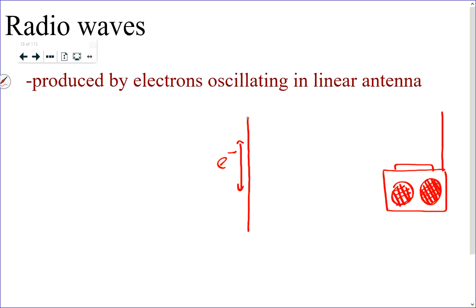And this oscillation of electrons produces radio waves that travel out through space. And when those radio waves hit my antenna, guess what they cause to happen? They cause the electrons in the antenna to do the exact same thing that the electrons in the transmitter were doing. And then some magic happens inside to turn that electron motion into sound. Okay, we don't need to worry about that.